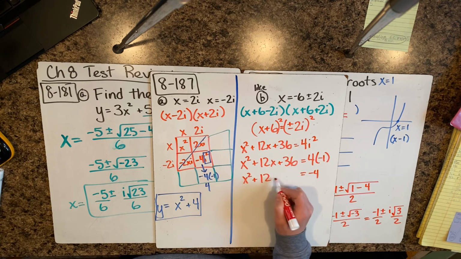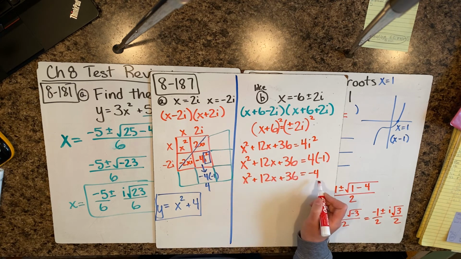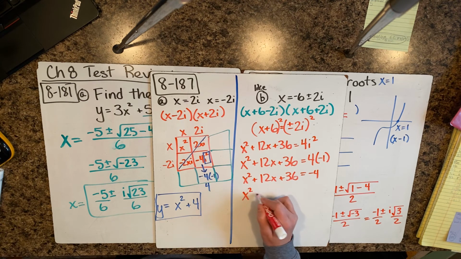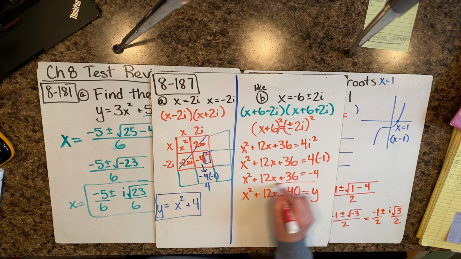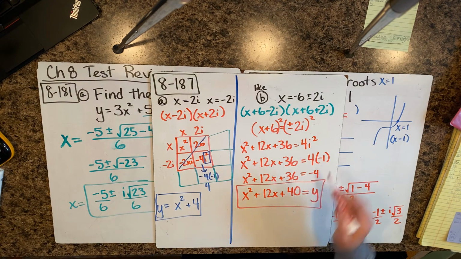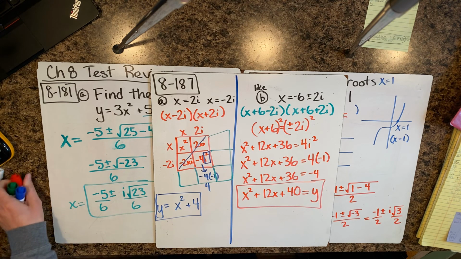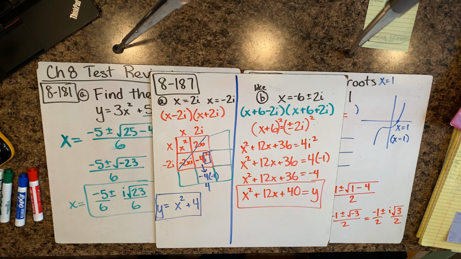It's a little different than the one on the left. And then finally, to get everything on the same side, now we add the 4. And this is the equation that would have the solutions -6 plus or minus 2i. Okay, so hopefully that helps you. Take some notes so you can use them on your quiz tomorrow, and good luck.